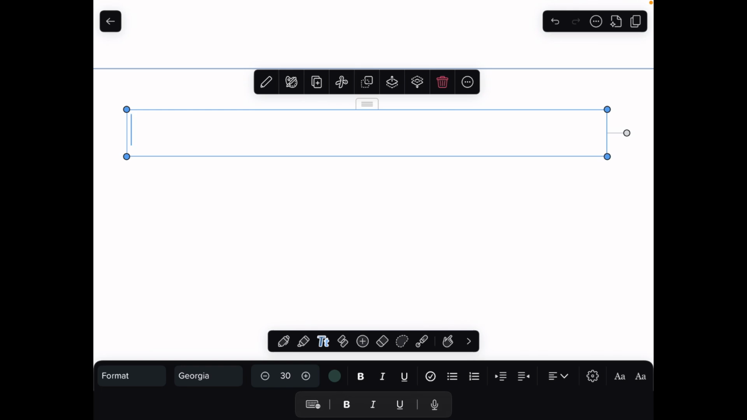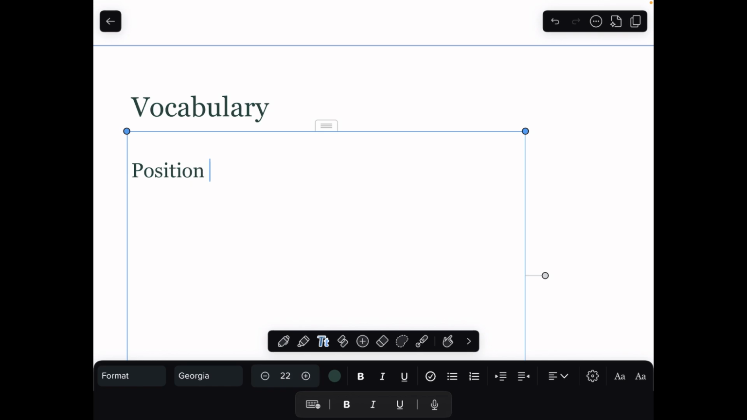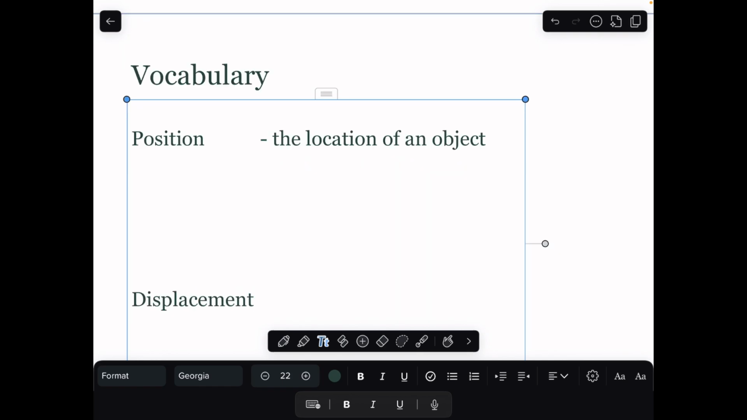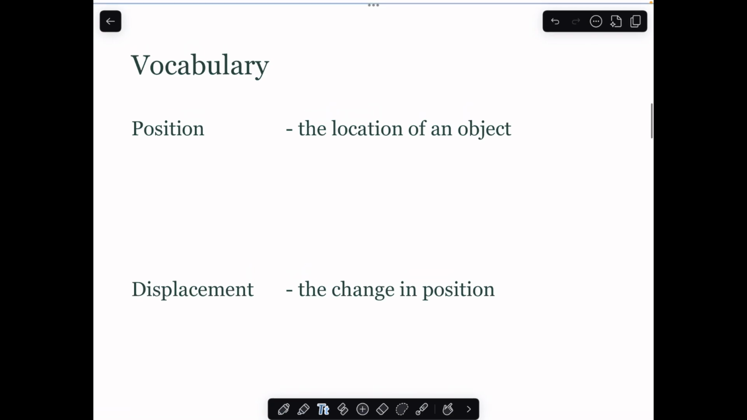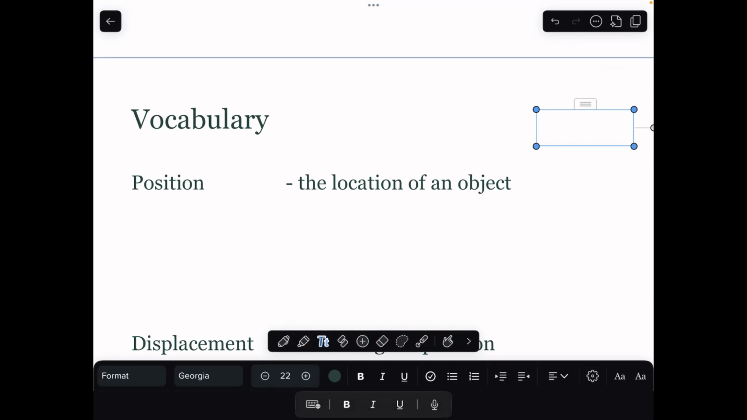I do want to go over the vocabulary that I'll be using in this video. Position, the location of an object. Displacement, the change in position. We do have some variables that we use for these words when we use them in math.